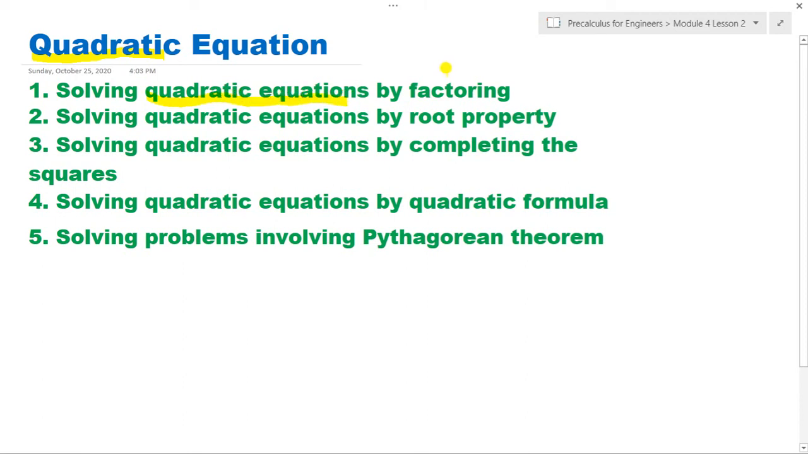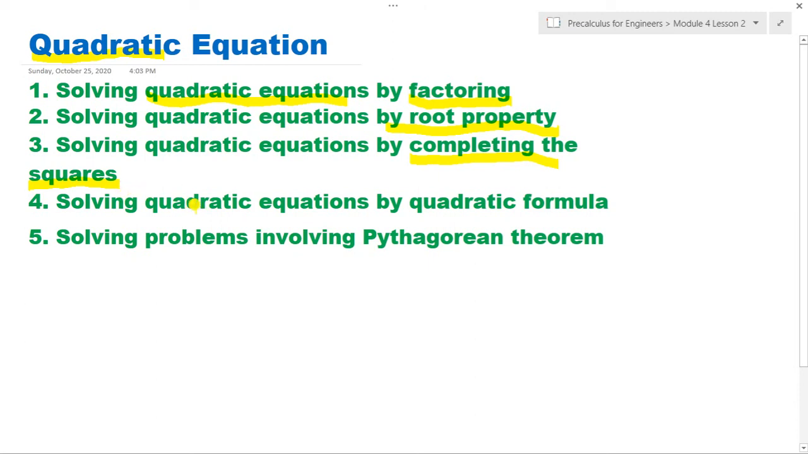The first one is by factoring. I think you already know the steps or the methods on how to factor polynomial equations, specifically quadratic in nature. And then the second method is by root property. And then the third one is by completing the squares. Here, the process is very long.